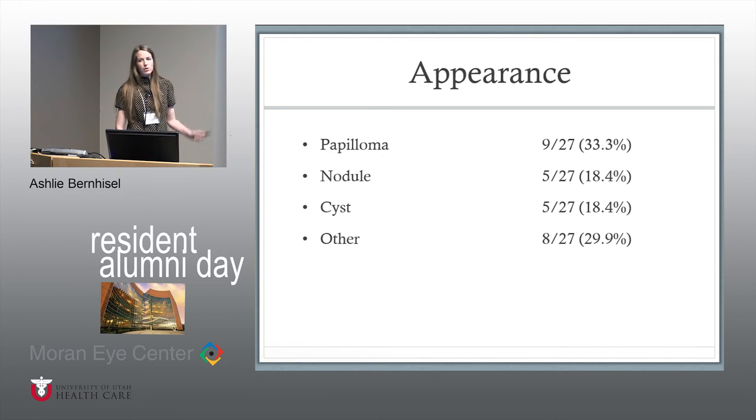Some of them don't describe very well what they look like, but of the ones that do, I found that 9 out of 27, so exactly a third of them, ended up having papillomatous features. So quite different from what was published and what was understood throughout the rest of the body. And then the other most common were nodules and cysts, but again, there was a large variety in how they presented.